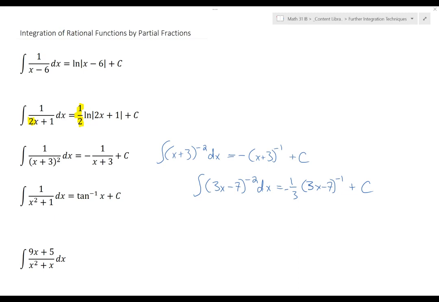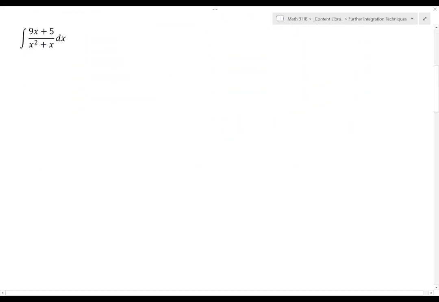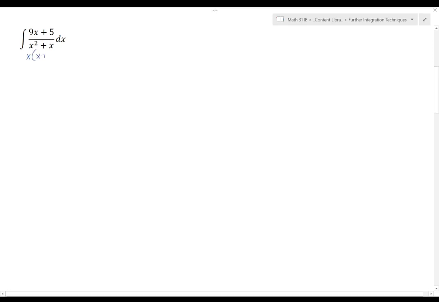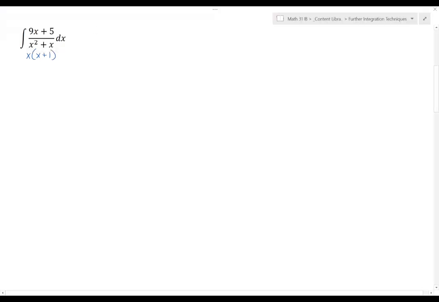So with those reminders, let's look at an example where we are trying to integrate 9x plus 5 over x squared plus x. This rational expression can't be simplified at all. There's no common factors between the numerator and the denominator, although that is the first thing I should check for. But what I do notice is that this denominator can be factored into x times x plus 1, which means that it's possible that this fraction resulted from adding together two simpler fractions.